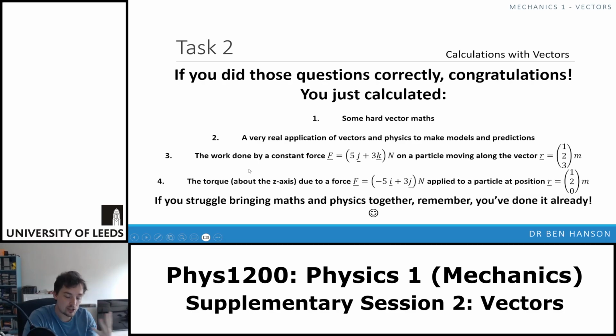I just gave you some maths problems, right? That was purely maths. I didn't mention anything to do with the physics underneath it, none at all. But you've just calculated the work done by a constant force on a particle and the torque due to a force on a particle. So if you ever struggle bringing maths and physics together, which is sometimes the case for first-year physicists, to realise that the maths you're doing applies to that real physical world out there, just remember you've done it already. You've just done it right now. So when you add that physical intuition on top, don't worry about it, because underneath it all, it's just maths.